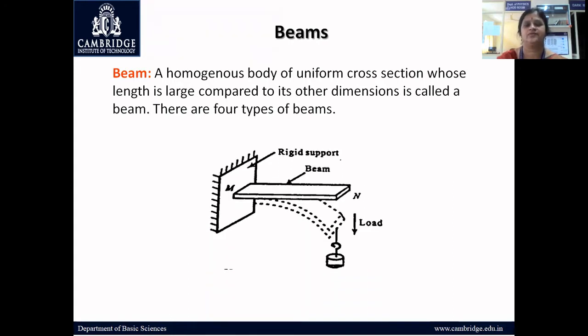See, so here this is a beam. A beam is a homogeneous body, means made of the same material. You can take a wooden beam, a steel beam, or any metal beam. It is made of the same material, whose length is very large compared to its other dimensions. That is called a beam. There are four types of beams. Let us know them one by one.